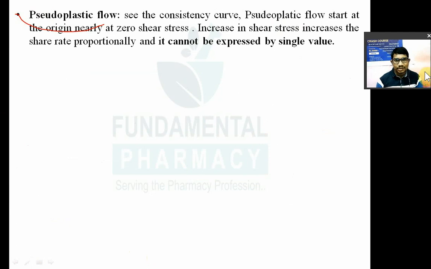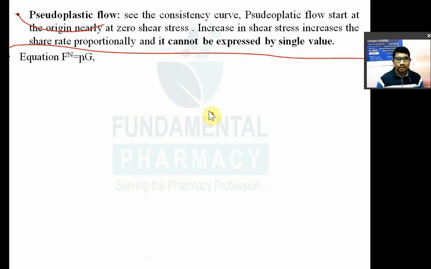Then pseudoplastic flow. We have seen the consistency curve. Pseudoplastic flow starts at the origin, near zero. An increase in the shear stress will increase the shearing rate proportionally, and it cannot be explained by a single value, because after increasing the shear, the viscosity of that material will decrease. That's why it is known as a shear thinning system, pseudoplastic flow.